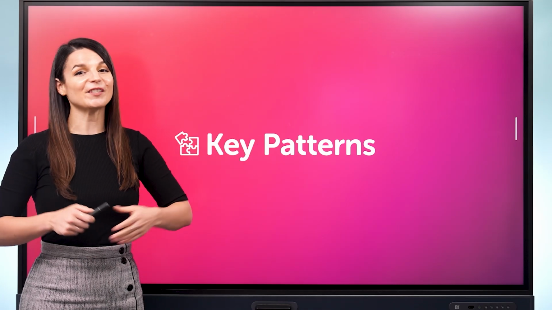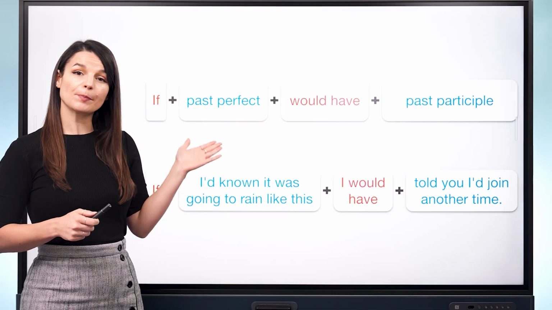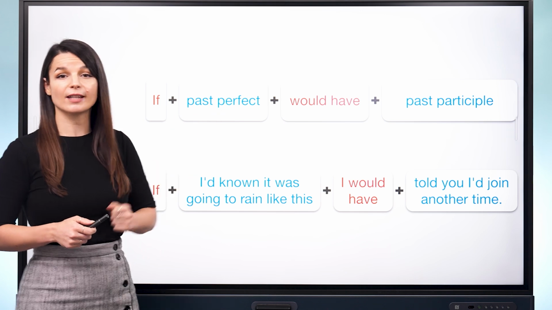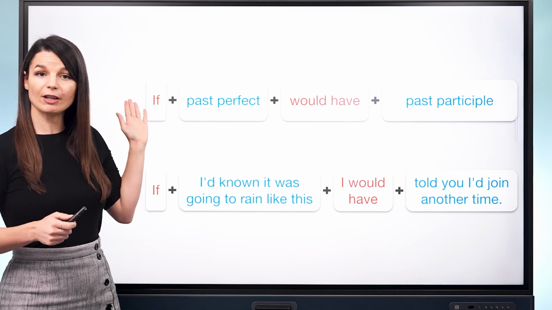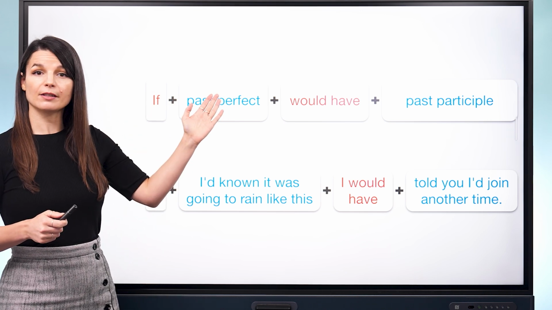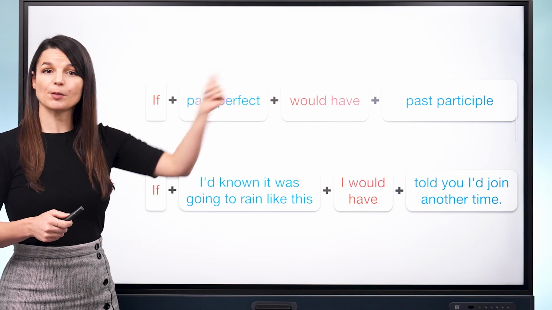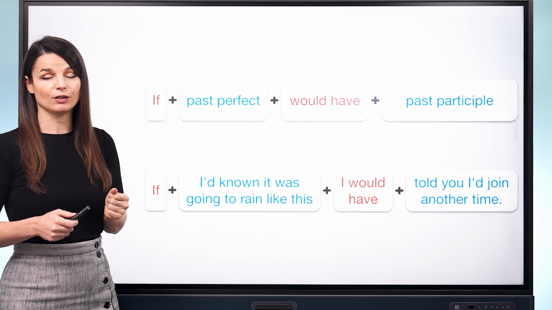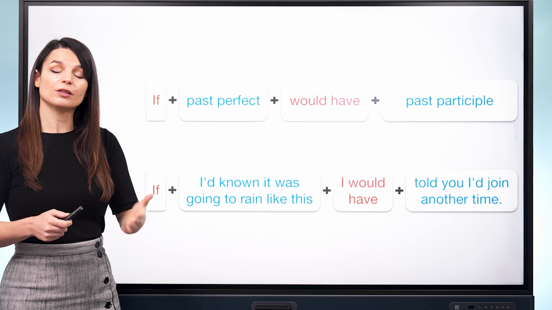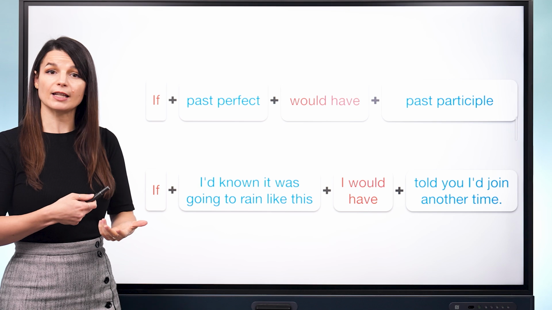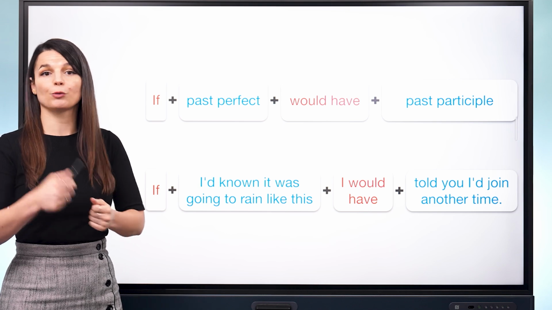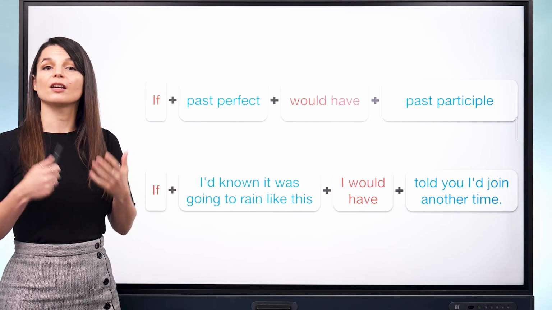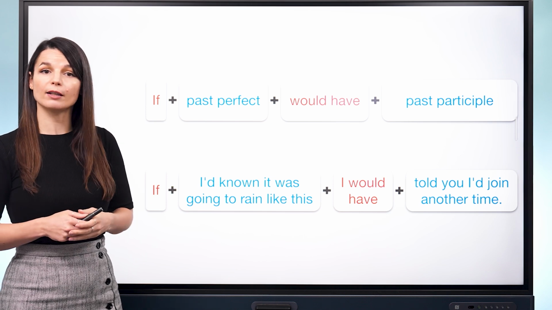Let's look at the sentence pattern. This pattern is the structure that all of our examples will follow. If, past perfect phrase, would have, past participle phrase. This is called the third conditional. We use the third conditional to talk about if something was different in the past and to imagine the result. We can use this to give a reason when making an apology.